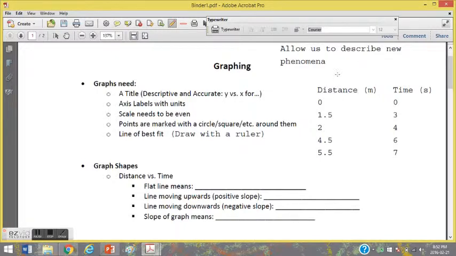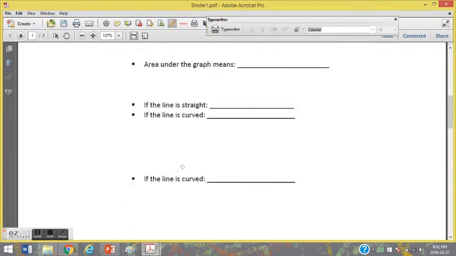Now, if we look at our data, which I will leave on here in just a second, we have distance. This is going to always go on the y. In graphs, time just about always goes on the x-axis, and distance or something else will just about always go on the y-axis. So our y-axis has to go at least from 0 up to 5.5.